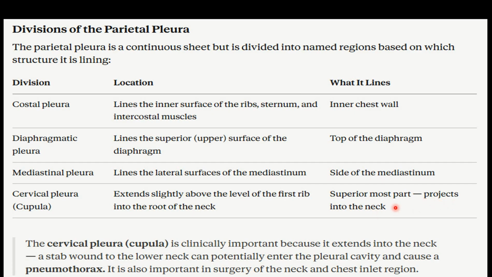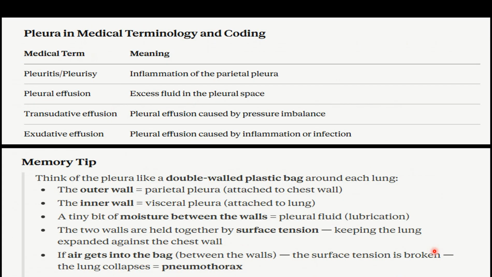It projects into the neck. Here I have also noted down that the cervical pleura is clinically important because it expands into the neck. A stab wound to the lower neck can potentially enter the pleural cavity and cause a pneumothorax. It is also important in surgery of the neck and chest inlet region. So these are things that you should know at least, so that you can answer when we are explaining the divisions and situations.